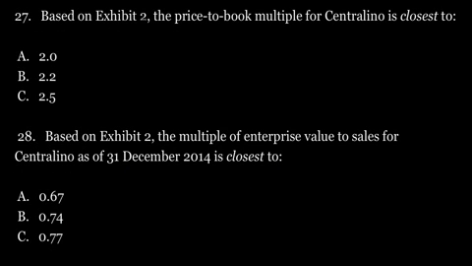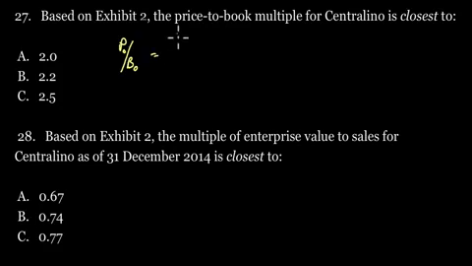27, based on Exhibit 2, the price to book multiple for Centralino is closest to. So here we're looking at price to book, and there are two ways we can go about this. You can convert book value in Exhibit 2, which is an aggregate, company level amount, to a per share amount, or you can simply convert price to the value of equity, the entire value of equity. So we'll multiply the price by the number of shares and leave book value the same.